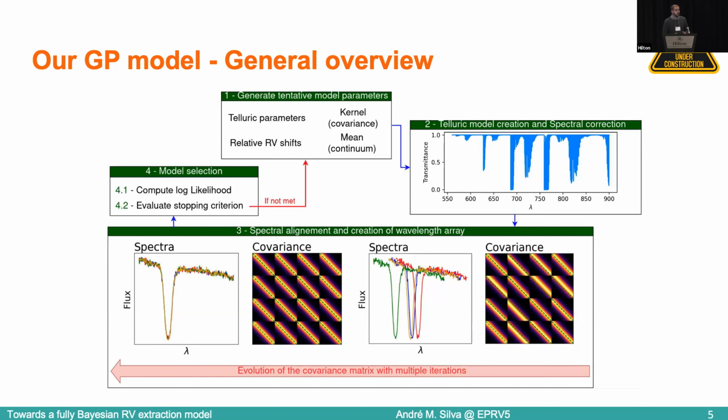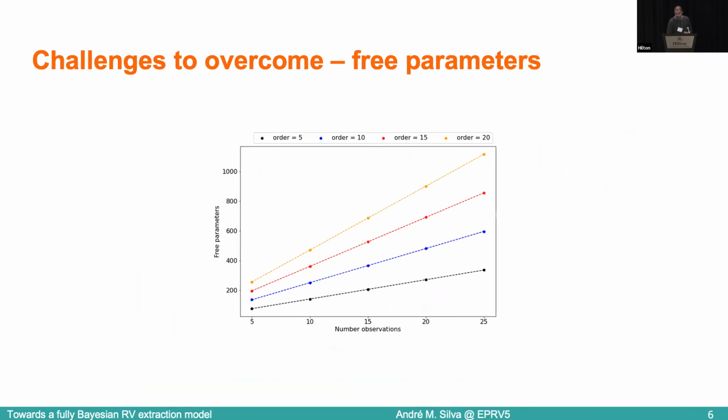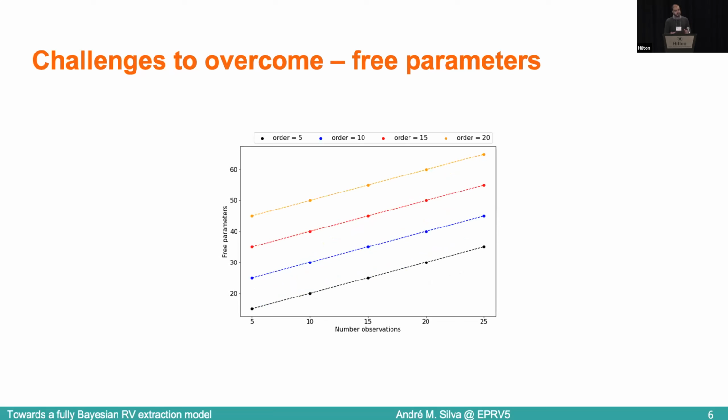This will be the ideal model, but we also have a few problems, mainly related with the number of free parameters that we will have. If we simply consider about 25 observations and 20 spectral orders, we can quickly rise above 1,000 free parameters in our model. And to give some context, Espresso has about 170 orders, so this will blow up very easily. If we remove the main source of free parameters in our model, the mean, the continuum of the spectra, for the same 20 spectral orders, we are now below 60 free parameters. Not good, but we can live with that.